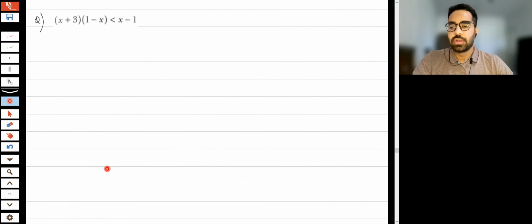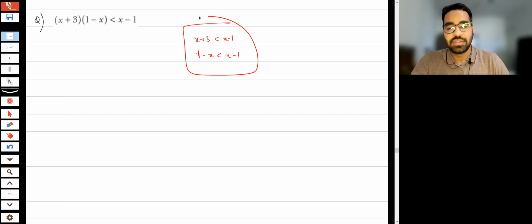One more question and then we're going to end this session. Over here you have x plus 3, 1 minus x is less than equal to x minus 1. Please ये नहीं करना कि x plus 3 को less than x minus 1 ले लो और 1 minus x को less than x minus 1 ले लो. This approach is wrong. Please don't do this. Okay.